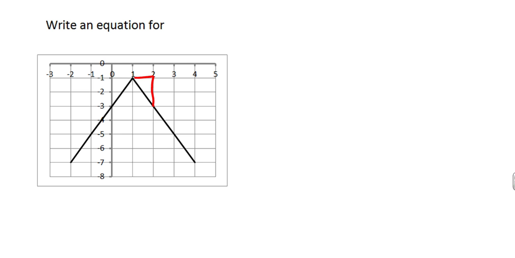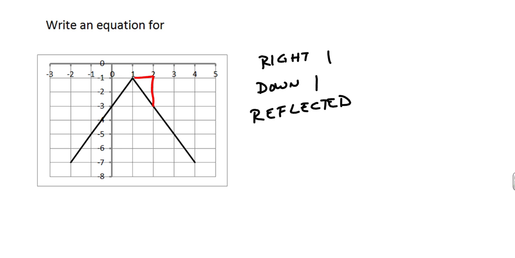So let's list out the translation. It's been moved right 1. It's been moved down 1. It's been reflected over the x-axis. And it's got a vertical stretch of 2. The slope is now twice what it was before.